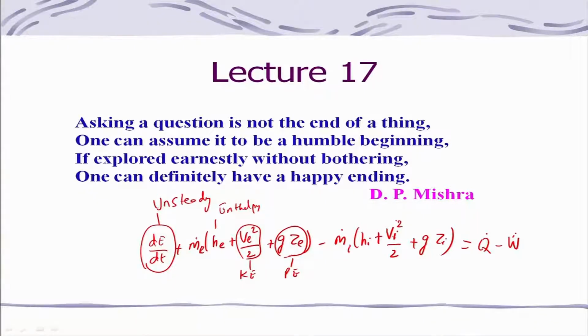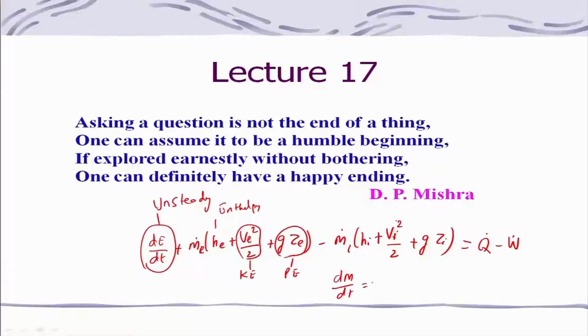Not only do we need to look at this equation for energy conservation, but also at the mass conservation equation, which we have derived as dm by dt is equal to m dot i minus m dot e. That means the mass being accumulated is equal to the mass entering the control volume minus the mass going out.